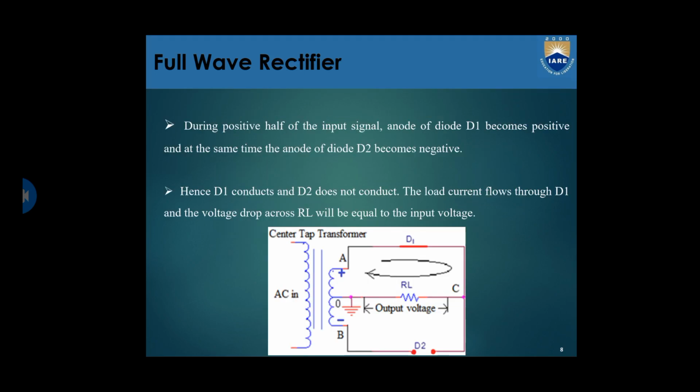Next, let us see how the full wave rectifier works. During the positive half cycle of the input signal, the anode of diode D1 becomes positive and at the same time the anode of D2 becomes negative. Hence D1 conducts and D2 does not conduct. The load current flows through D1 and the voltage drop across RL will be equal to the input voltage. This is the basic working principle of the full wave rectifier with center tap transformer.